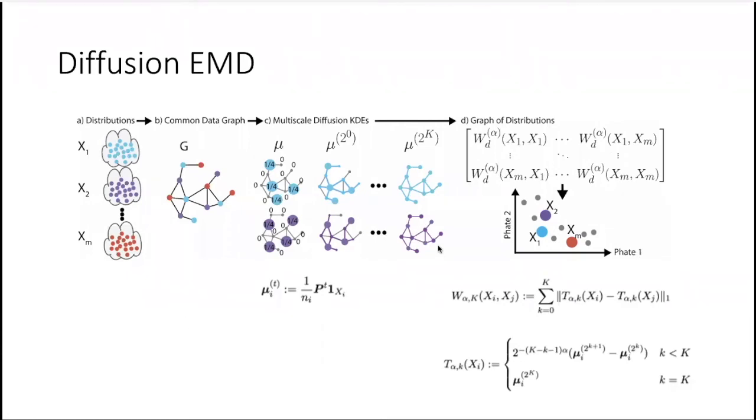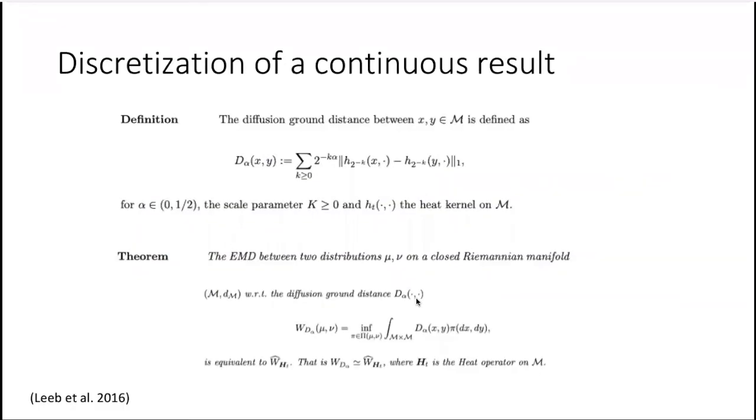This ground distance is actually a manifold distance because it's based on diffusions on your data manifold graph. So this is a multiscale diffusion distance, where you take the multiscale diffusion distance between the different histograms. When you sum these different scales up from K0 to KK, and remember these scales can be limited, so they're usually dyadic scales, you get a Wasserstein distance. We've shown in the paper that this is the discretization of a continuous result from Lieb et al.